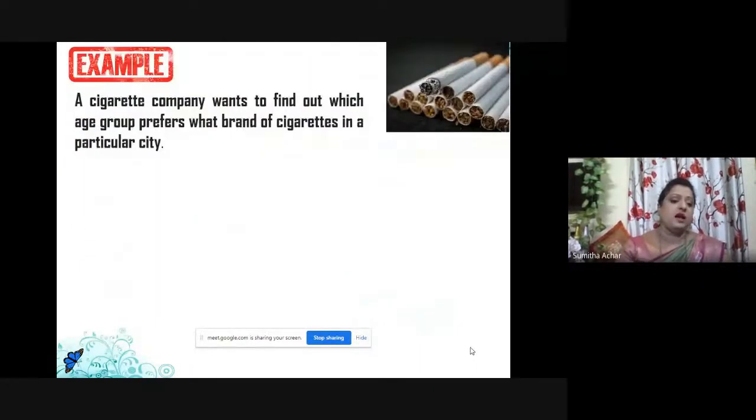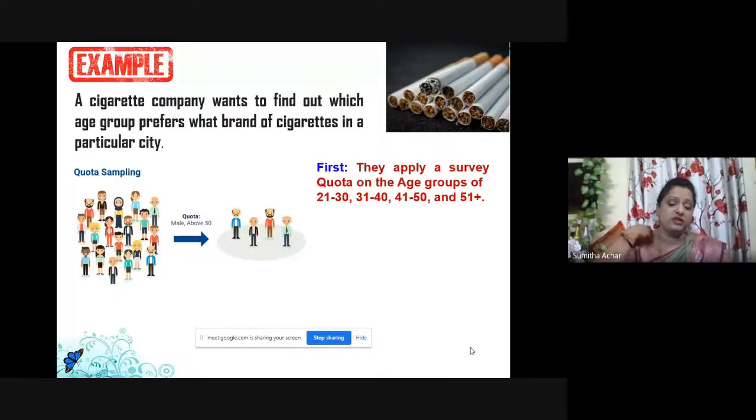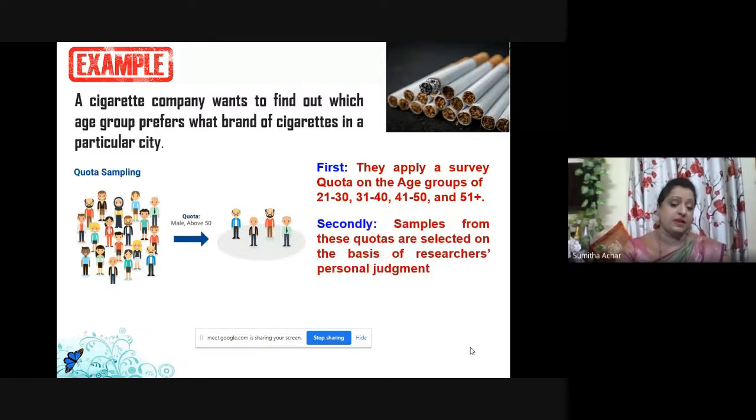Let me take an example for this. Let us assume a cigarette company wants to find out which age group prefers what brand of cigarettes in a particular city. Suppose this is the study to be done, what does the researcher do? They apply certain groups, assuming age groups of 21 to 30, 31 to 40, 41 to 50, and 51 plus. But do we have a real database of how many people really smoke between the age group of 21 to 30? No. When your sample frame is not available, still you have a quota of the 21 to 30 age group, 31 to 40 age group, 41 to 50 and more, then we apply the quota sampling method.